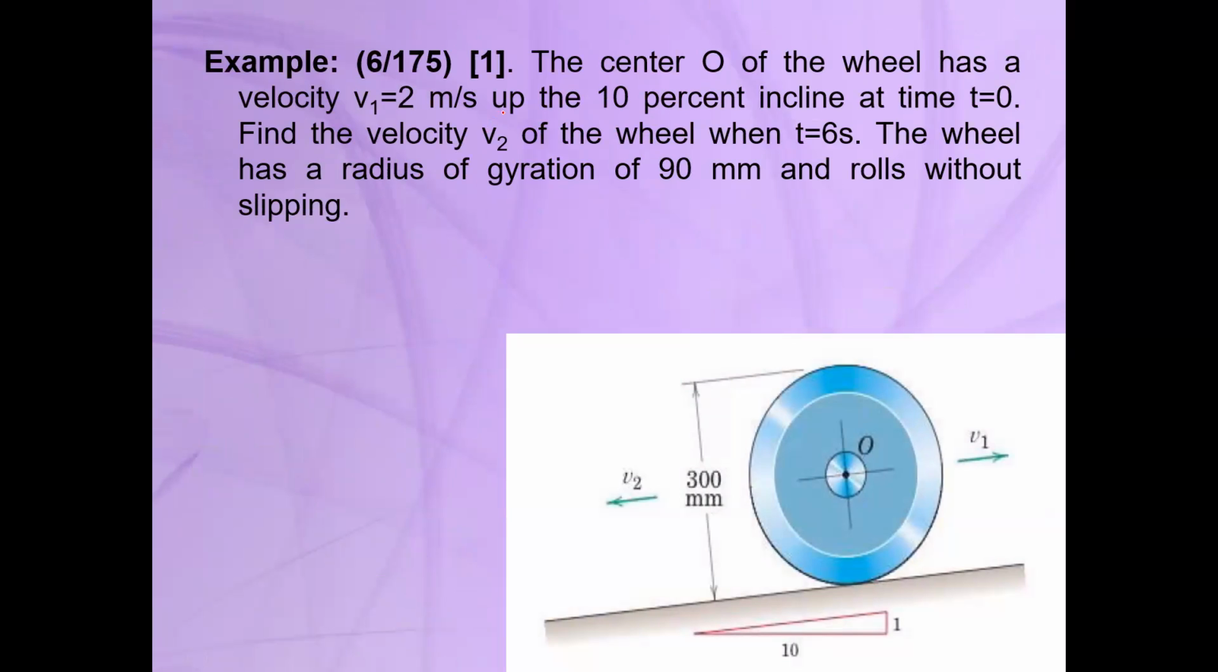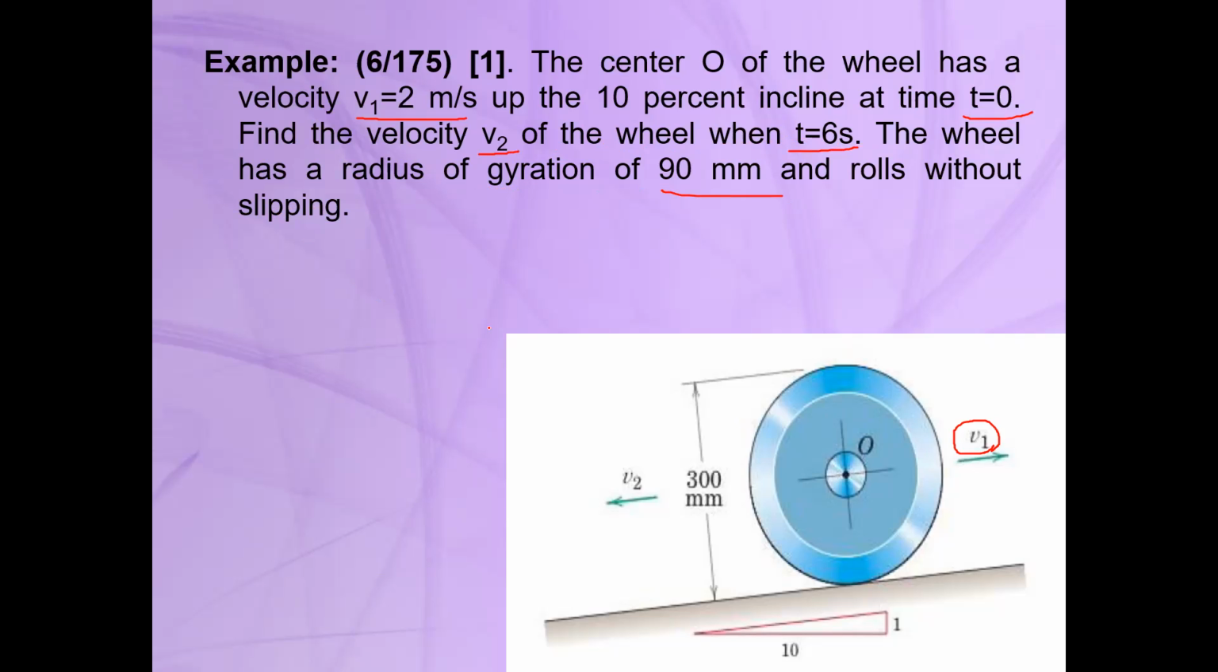Here we have the center O of the wheel with a velocity of 2 meters per second. V1 is the first or initial velocity for the wheel, which is in the upward direction on the 10% incline at time t equal to 0. Find the velocity V2 of the wheel when t is equal to 6 seconds. The wheel has a radius of gyration of 90 millimeters and rolls without slipping.